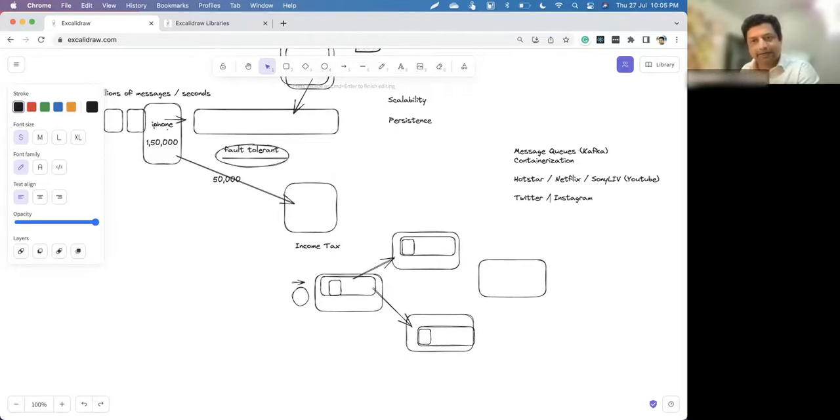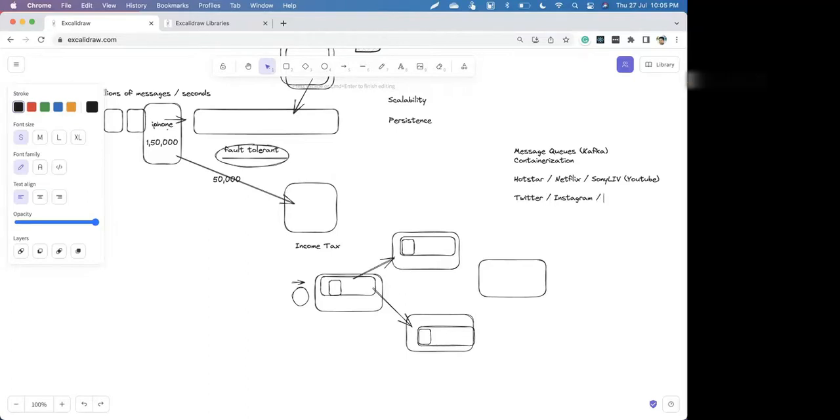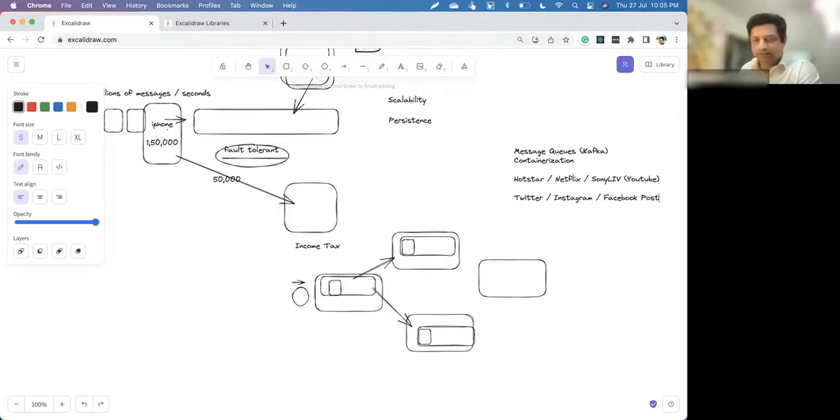Now, Instagram, Twitter, right? These will be similar architecture. Yeah, and Facebook, Facebook posts, right? These will be similar architecture.